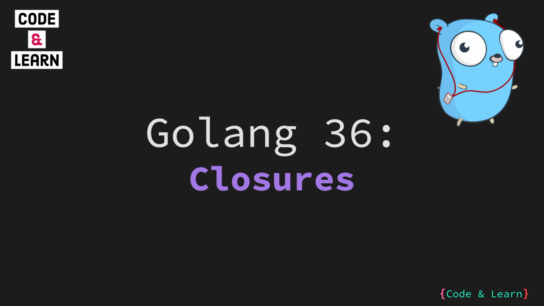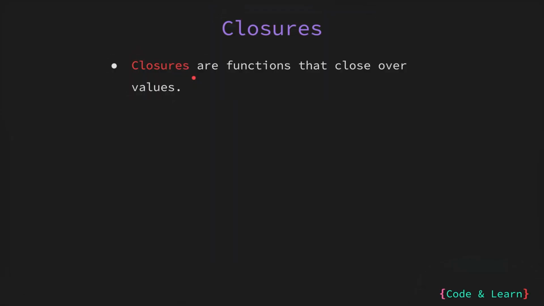In this lesson, we will continue our journey of functions in Go. We are going to cover closures. So let's begin. A closure is a special type of function in Go that closes over or captures the variable from its surrounding environment. In other words, the lexical scope.